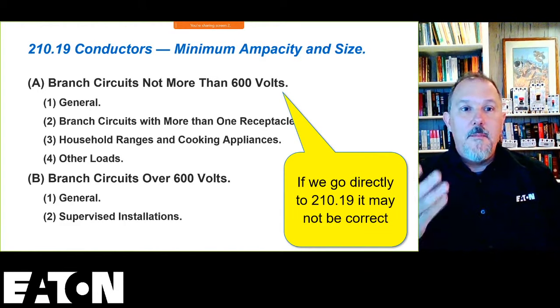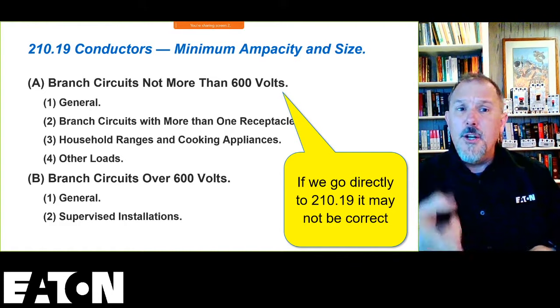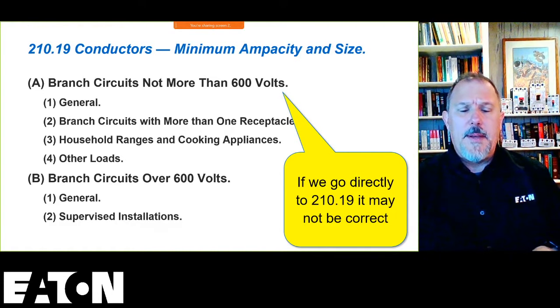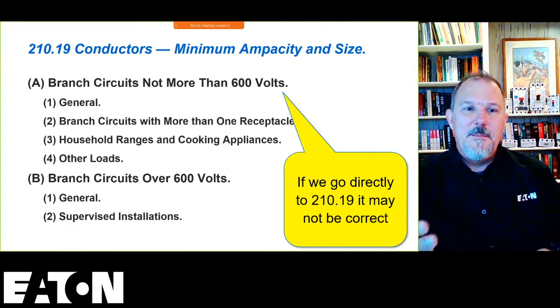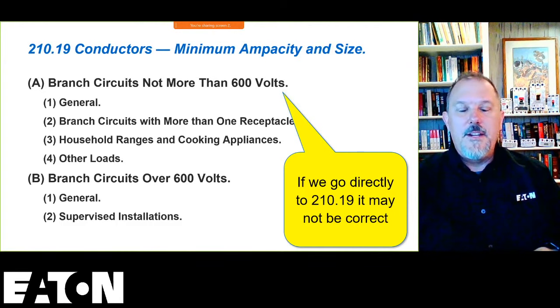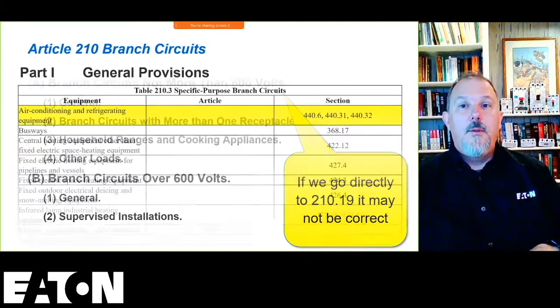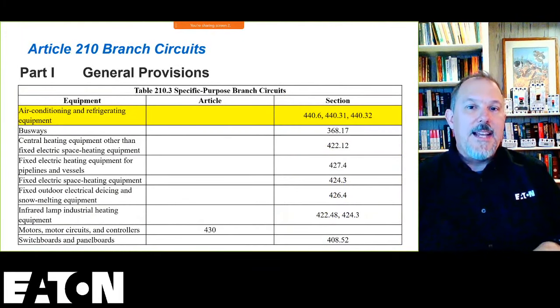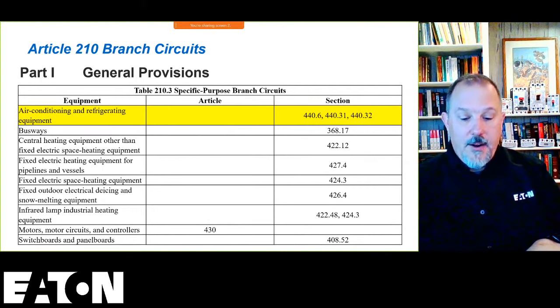If you think you automatically go to 210, go to 210.19 to figure out the minimum ampacity, and base all your calculations on the minimum circuit ampacity number, and start doing the gyrations that you find in 210.19, that would not be the right thing to do. If you look at Part 1 of 210, it tells us that for air conditioning and refrigeration equipment, you should go back to 440 to look for information there.